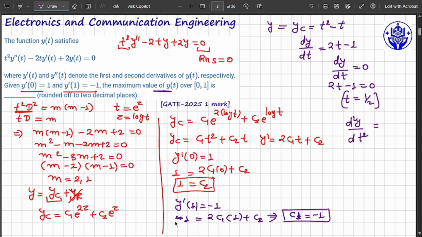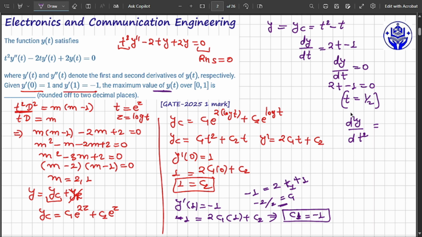Then just let me check it. If it is a minus of 1, then minus 1 is equals to 2, then it will be plus, this will be, yes, C1, and it will be plus 1, then it will be minus of 2 by 2. Yes, C1 is my minus 1.